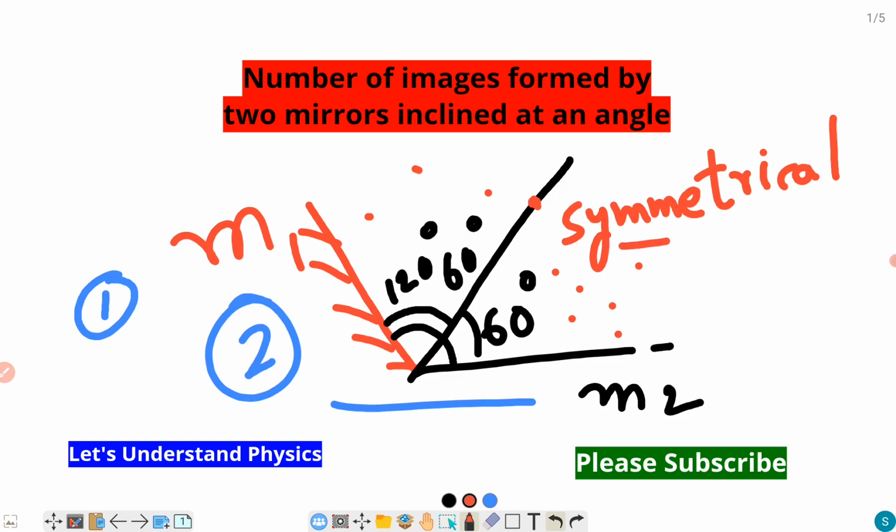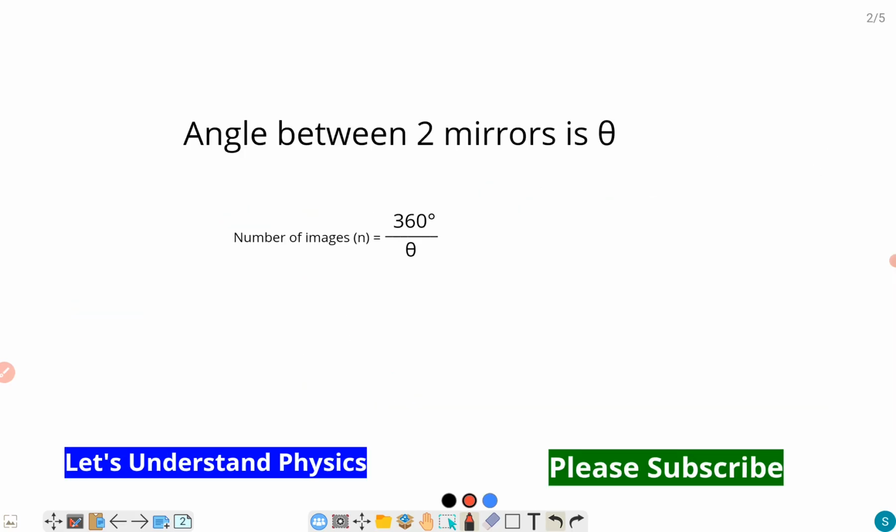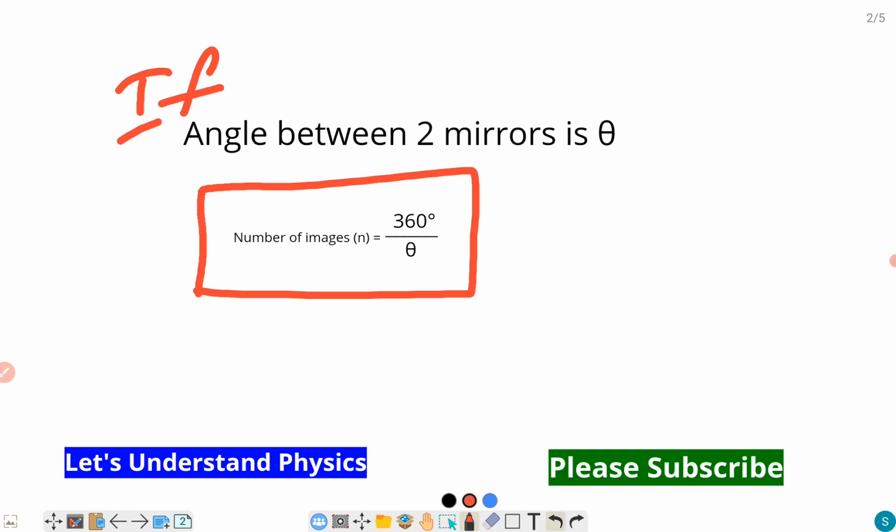Understood? So we will see for symmetrical object between two mirrors how many images are formed, and for unsymmetrical object between two mirrors how many images are formed. For this we have a formula. Let us see the formula. If angle between two mirrors is theta, to find number of images n equal to, you can use 360 degree divided by theta. In this we have different cases.